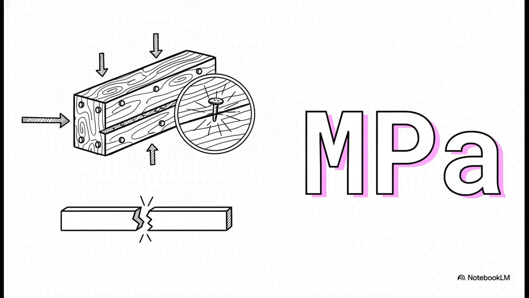But stop and think about that. What does a horizontal slicing force of 1,350 newtons actually do to a tiny little 3 millimeter diameter nail? Well, when we divide that force by the tiny cross-sectional area of the metal nail itself, we reveal our final answer, an astounding 191 megapascals.